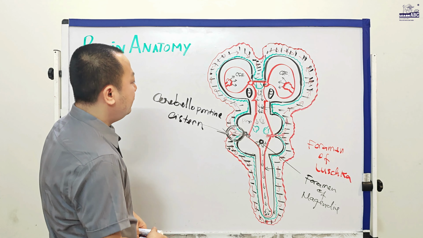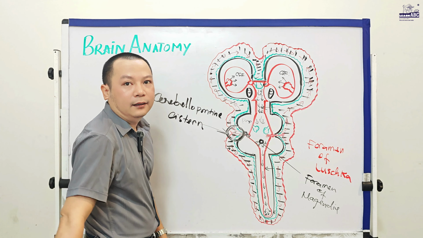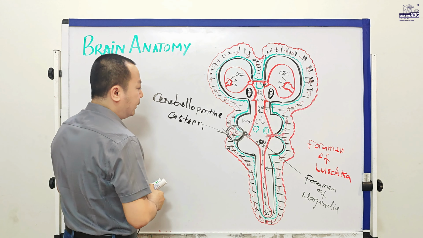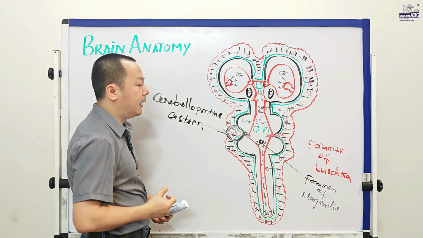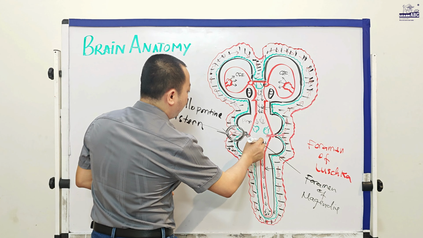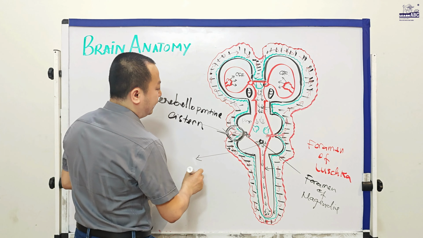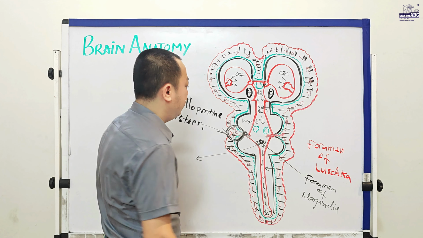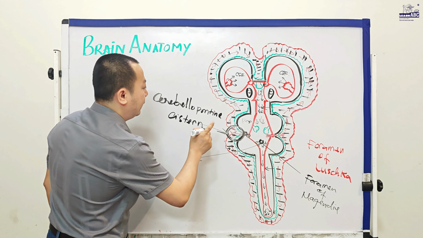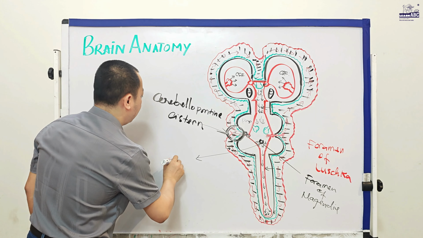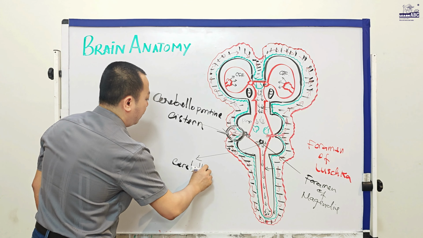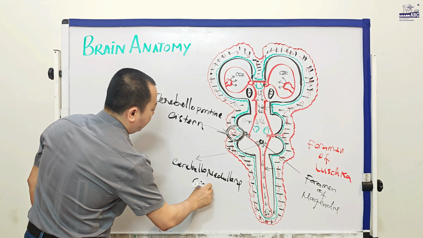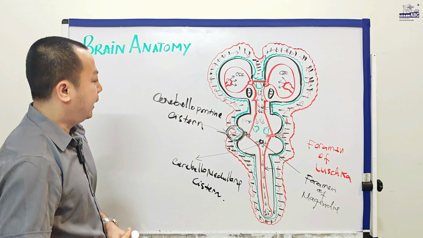And now here is the foramen of Magendie, and then at the back side there is also a big space or big cavity there. That is the junction, the cavity between the cerebellum and the medulla here, right? This we call medulla. And that system we call cerebellomedullary cistern, right?